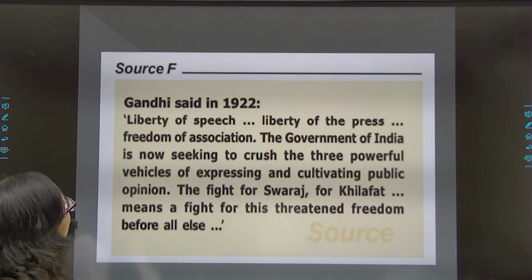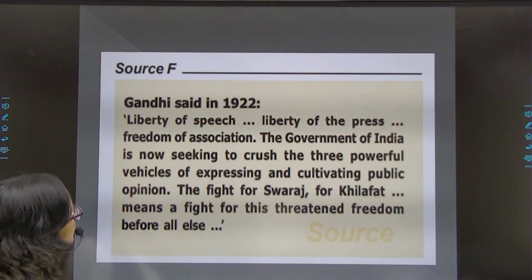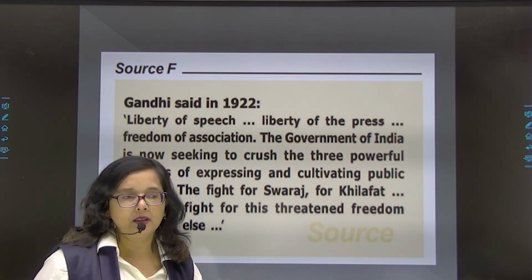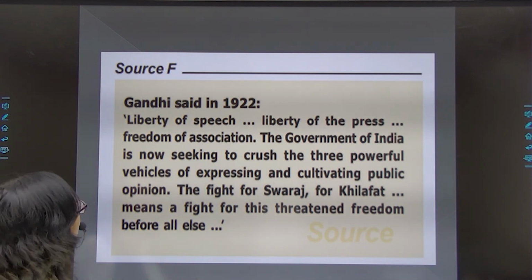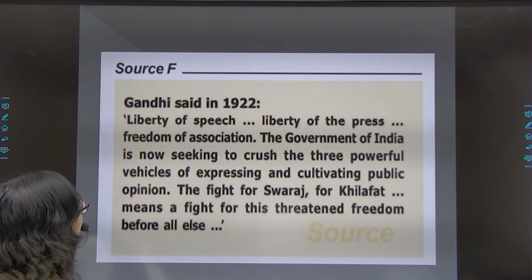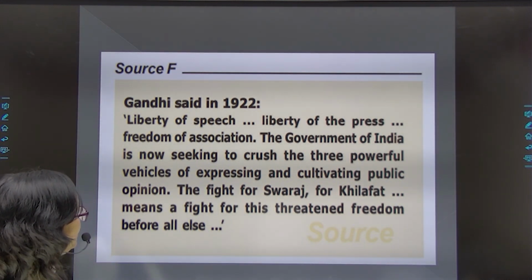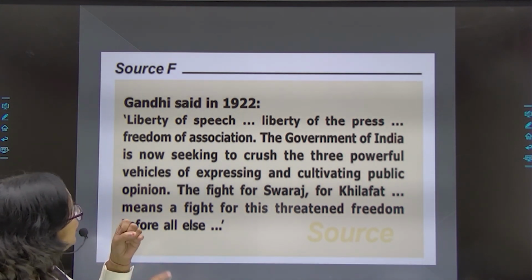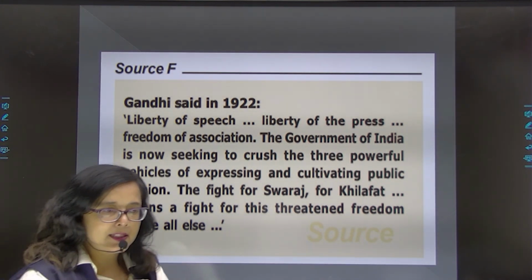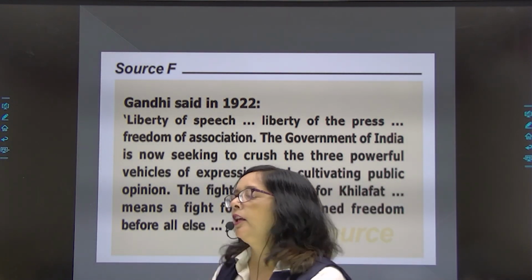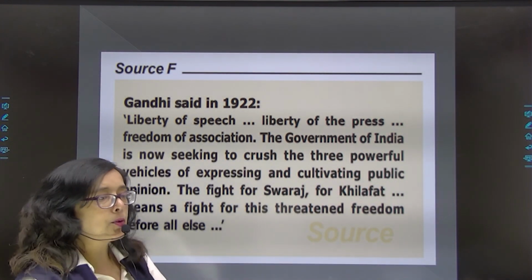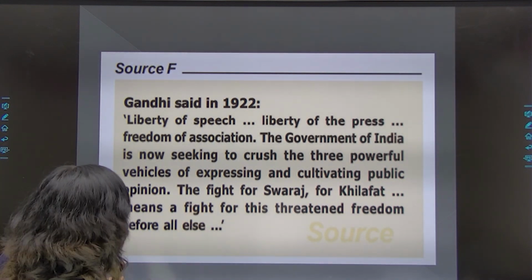Okay, and this is a statement given by Gandhi in 1922, you know, that is about liberty of speech. Okay, liberty of the press, then freedom of association. The government of India is now seeking to crush the three powerful vehicles of expressing and cultivating public opinion. तो एक्चुअली ब्रिटिशर्स जो है लिबर्टी ऑफ स्पीच, लिबर्टी ऑफ प्रेस, लिबर्टी ऑफ एसोसिएशन, लाइक पॉलिटिकल ऑर्गेनाइजेशंस जो इंडियन बना रहे थे उसको कर्टेल कर रहे थे. तो गांधी हैड रेज्ड क्वेश्चन अगेंस्ट दिस इन 1922, लॉन्ग बैक.